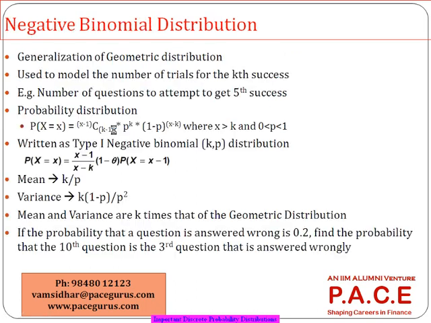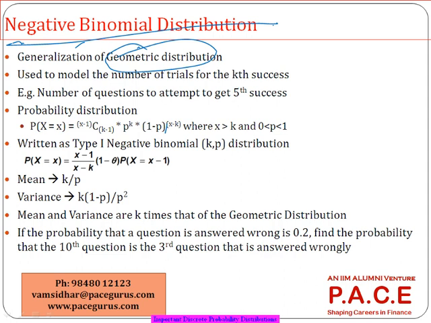Then, the next category of distribution is nothing but an extension, or a generalized version, of geometric, which is called the negative binomial. Why did I call it a generalized version?